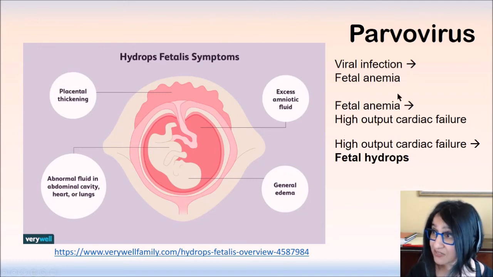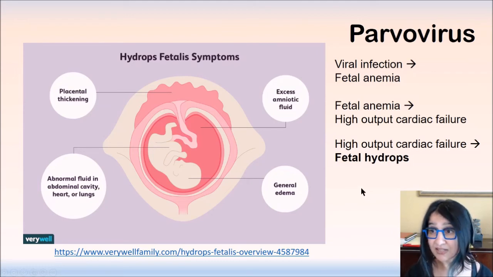In this sense, it's a very similar mechanism as the immune hemolytic disease of the newborn, but this is a non-immune hydrops. This is just basically the baby has an infection that's causing it to be very, very anemic.